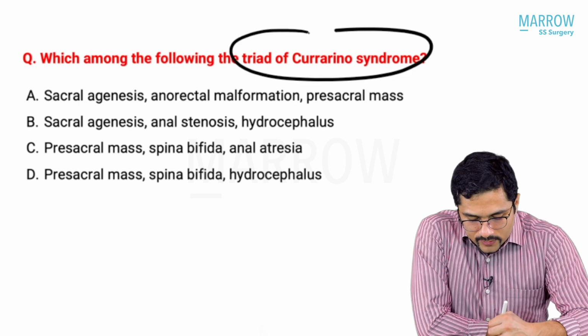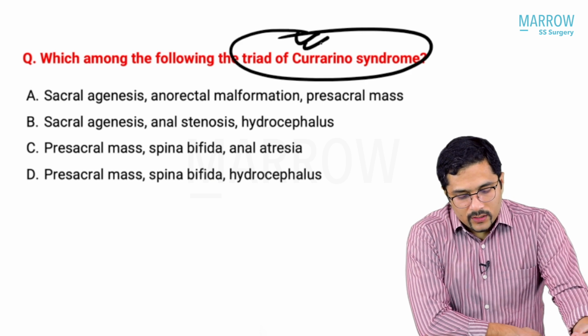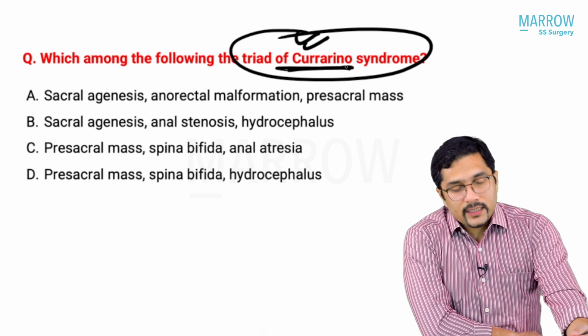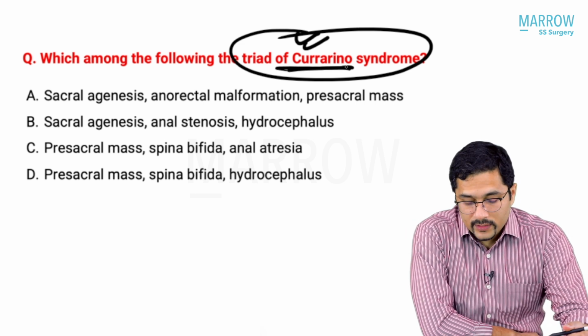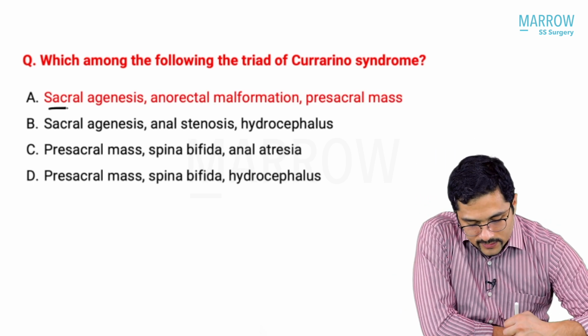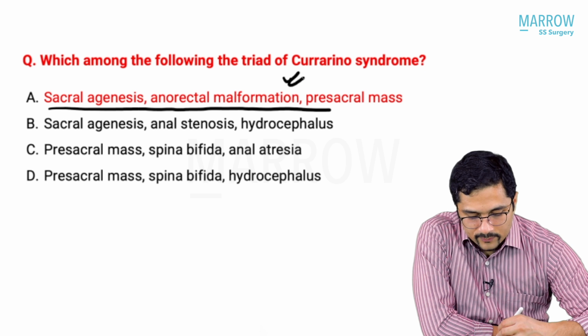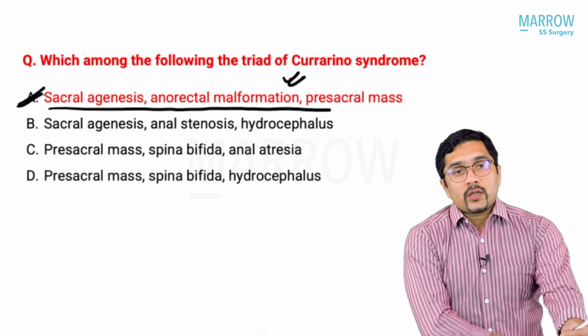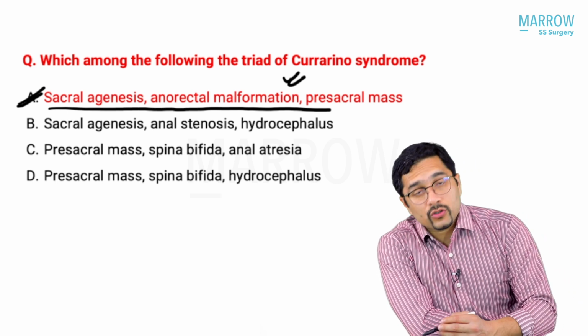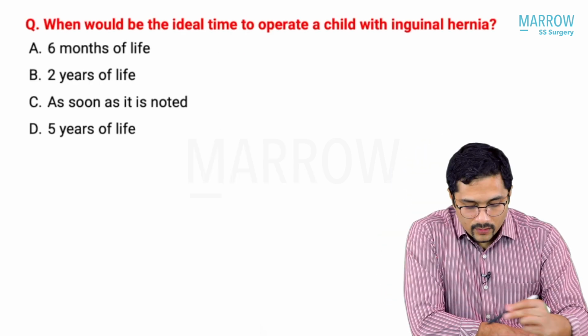This was also something which was new, the Currarino syndrome. They had asked which of the following is included in the Currarino syndrome. So, this includes sacral agenesis, anorectal malformation and presacral mass is what is there in Currarino syndrome. So, this was also something new which you should remember for the exam.